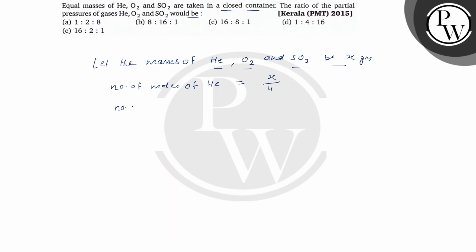Now number of moles of oxygen. This is x upon 32. And number of moles of sulfur dioxide. This is x upon 64. Sulfur dioxide, 32 plus 32 plus 32. This is 64.